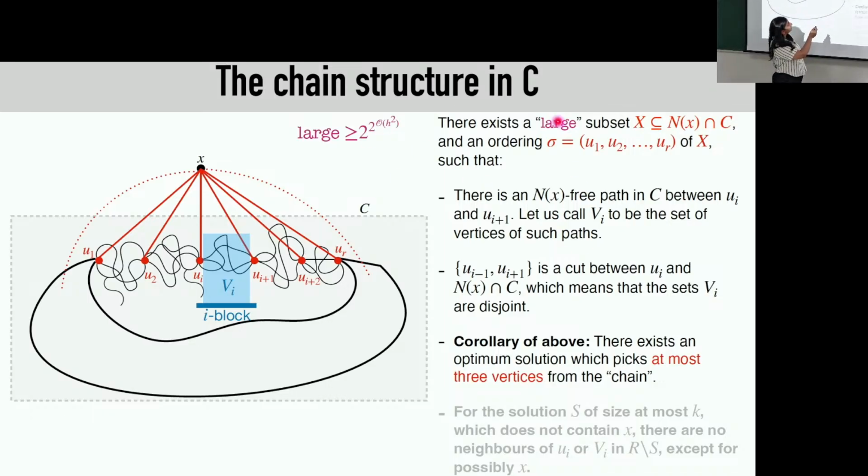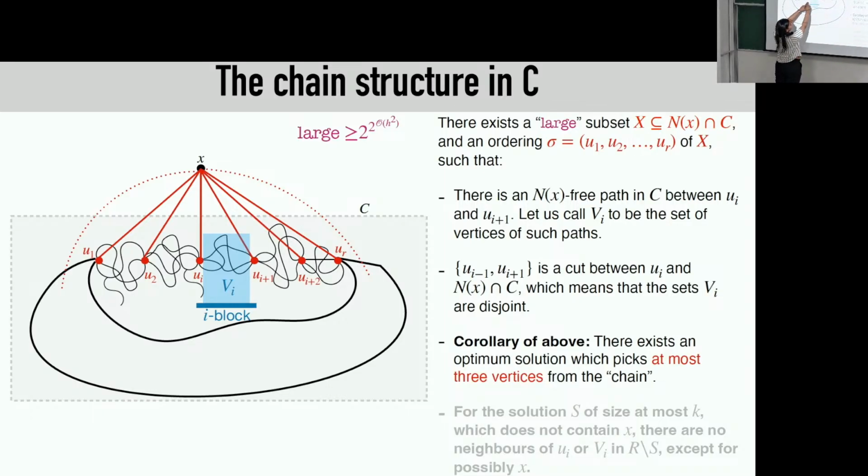It says that there is a large enough subset of the neighbors of X denoted by U1, U2, up to UR. This is also ordered, such that between any two consecutive UIs, there are neighborhood-of-X-free paths. N(X)-free paths mean that there are paths that do not have any neighbors of X in them. If you see, these paths are not red in between. And UI minus 1, UI plus 1 is a cut.